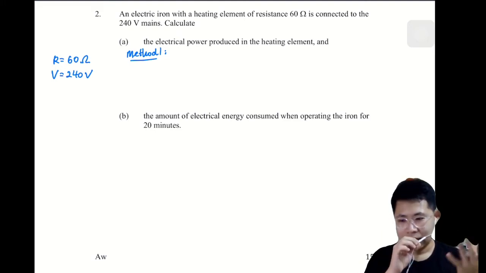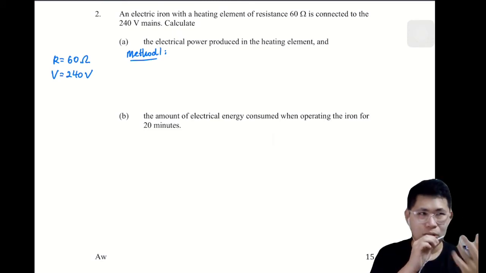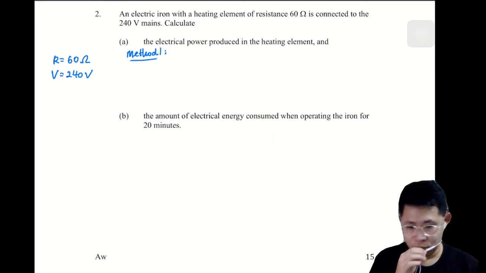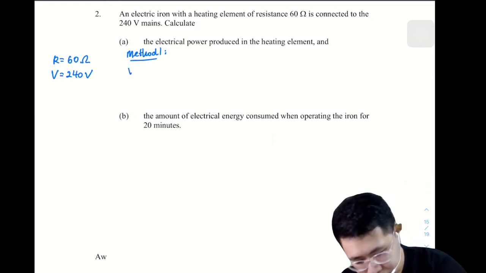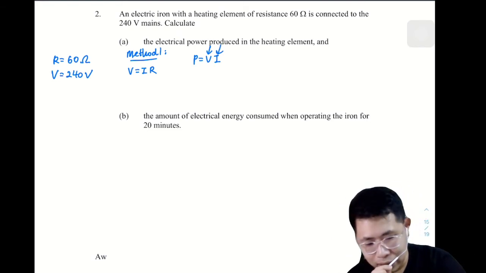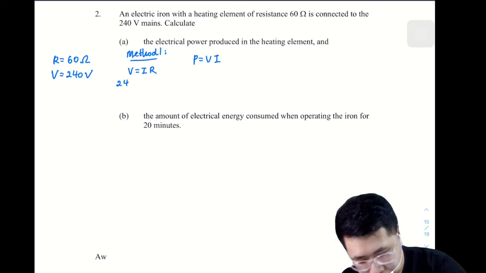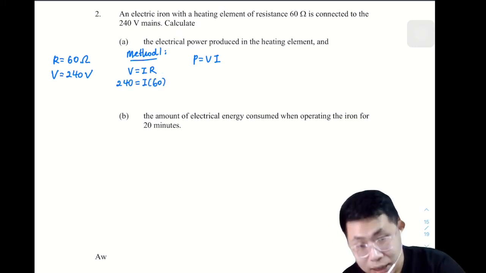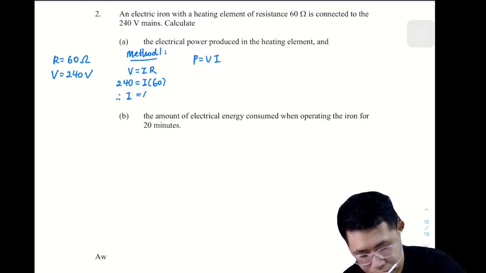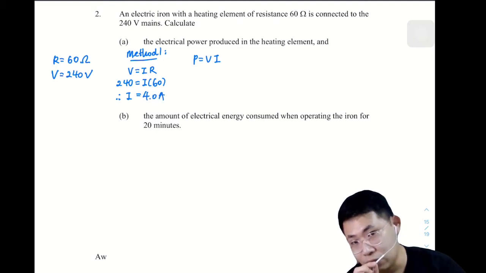So this one is the safest, or the one that uses less brain power, because you will remember fewer formulas if you go by this method. So first, V equals to IR, then second, you connect this to power equals to VI. You've got the voltage, but you don't have the current. So you need V equals to IR to find the current. V, I don't know, but R is 60. So 60 times what will give you 240? 60 times 4 will give you 240. So the current is 4 ampere.